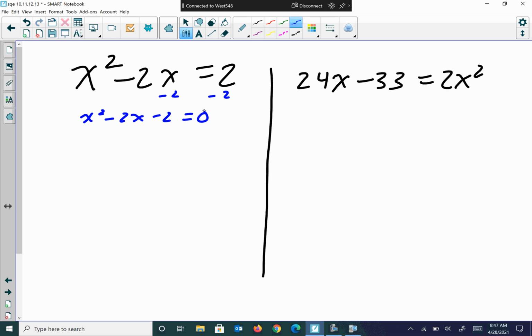Why did you put positive 2 on the negative 2? Because you subtracted. I had to subtract it here. So those cancel out to give me 0. All right. So we know that x is equal to negative b plus or minus the square root of b squared minus 4ac all over 2a.